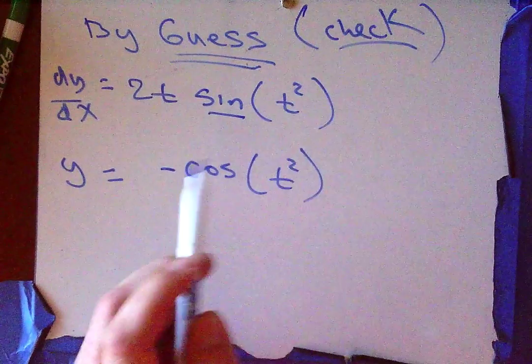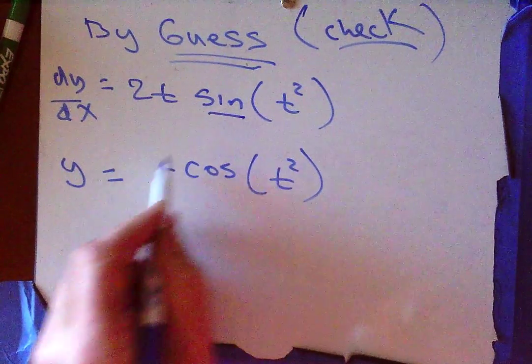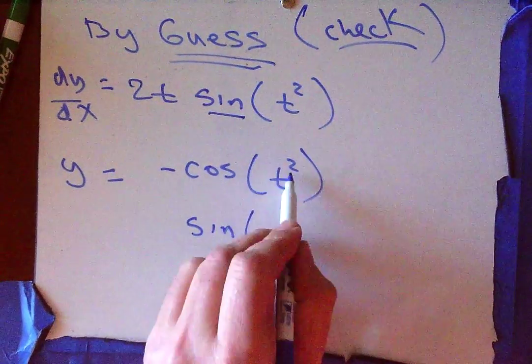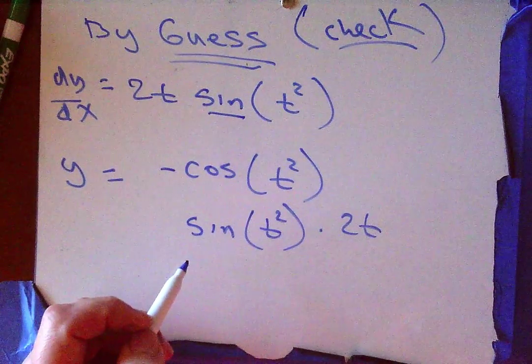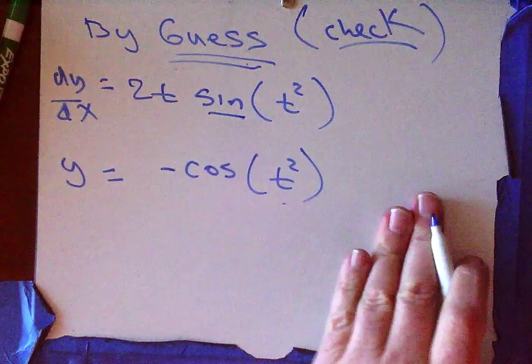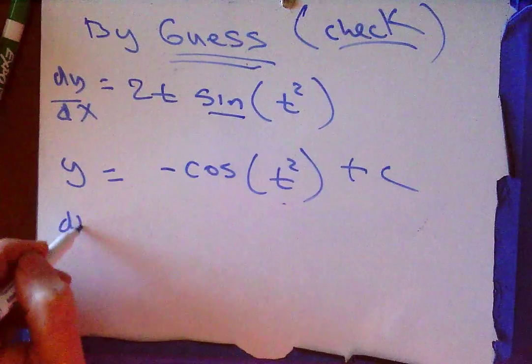Guess and check. So what's the derivative of negative cosine? The derivative of negative cosine is sine. Leave the inside alone. Come back and take the derivative of the inside. Fabulous. That's exactly what we had there. Don't forget the plus c. So this is a guessing thing right now.